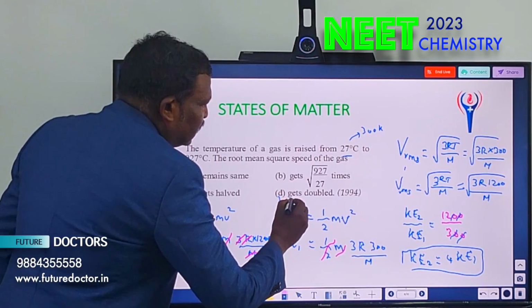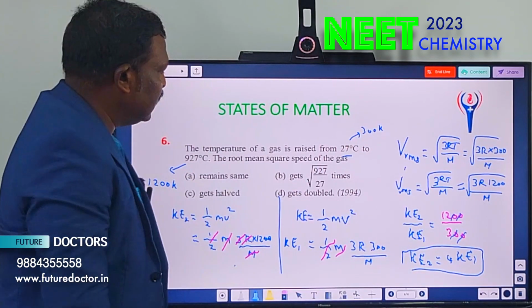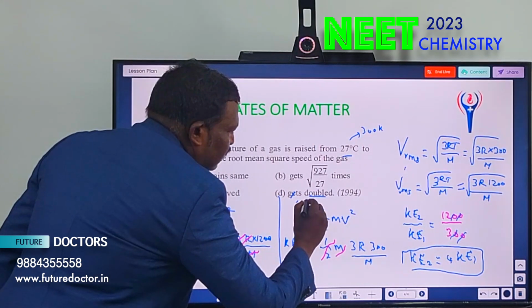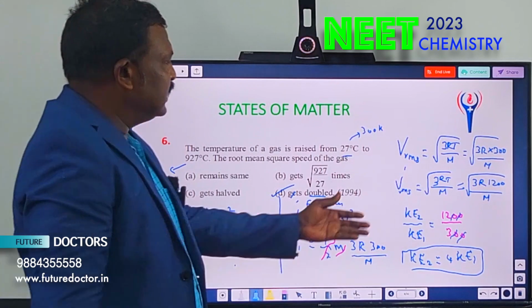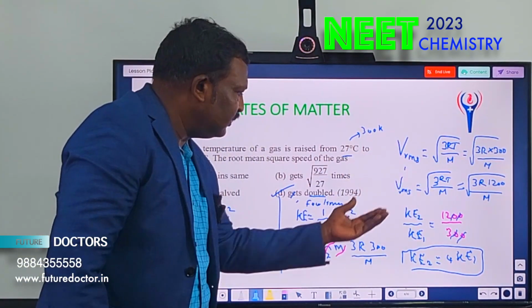So the option here is not double, I consider this 4 times. D is the correct one. Understood? So just remember the root mean square velocity, then substitute the root mean square value in kinetic energy, and then we compare all this.